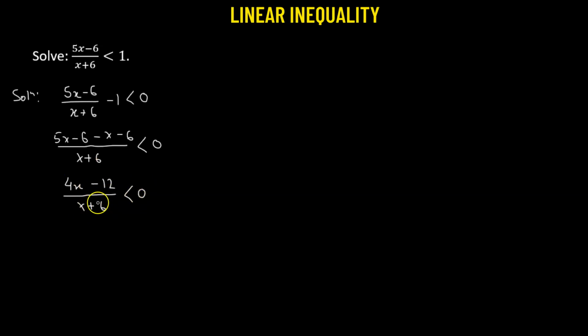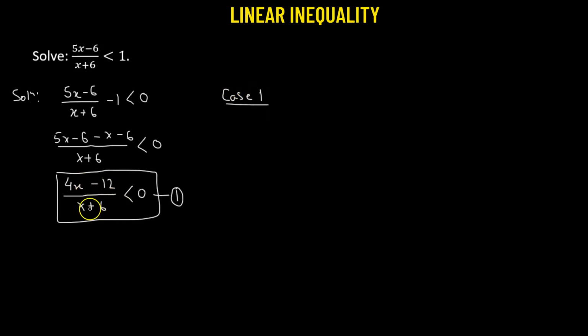Solving the linear inequality (4x - 12)/(x + 6) less than 0 is the same as solving the original linear inequality. So let's box it and label it as equation number 1. Now what we'll do, we'll consider two cases, the two cases when this particular inequation holds.